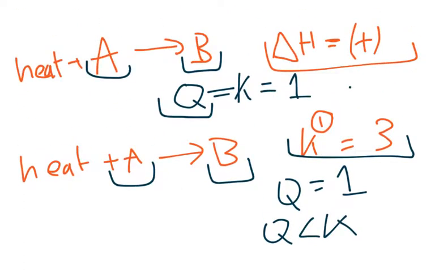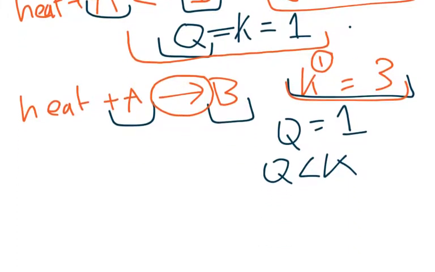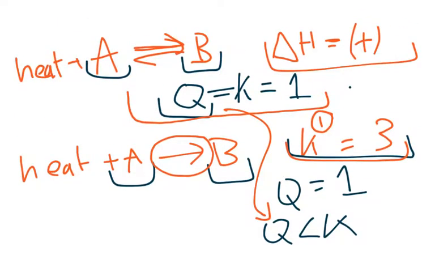So let me actually relabel this. Let me put double arrows here, and let's put a single arrow there to indicate that the reaction goes forward. So before, we were happy and at equilibrium. But once you increase the temperature, the K increases, and now your Q is less than K. And because your Q is less than K, the reaction will move forwards to restore equilibrium. And that's why increasing the temperature of an endothermic reaction at equilibrium shifts the reaction right.